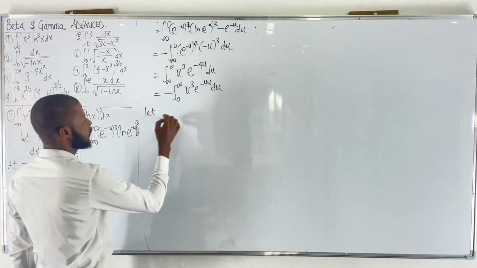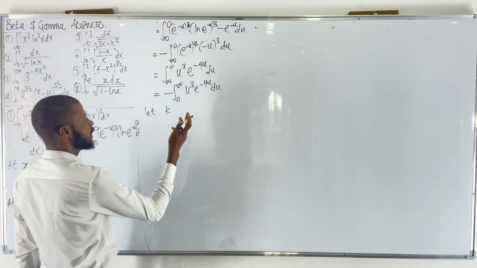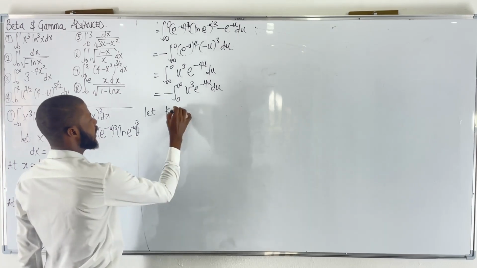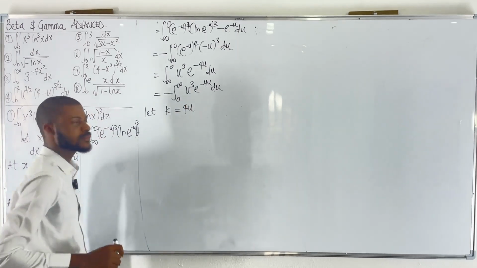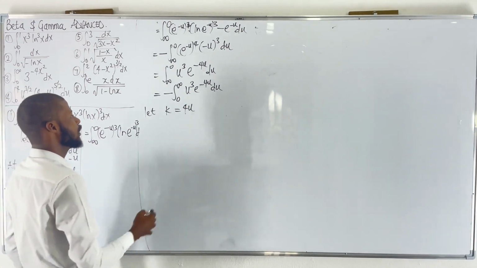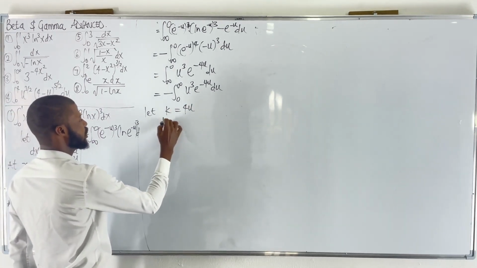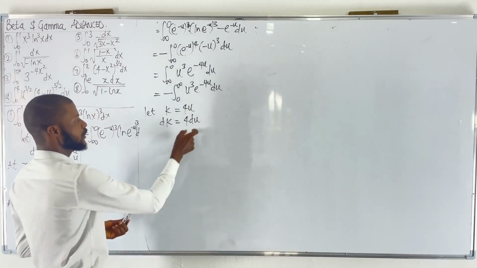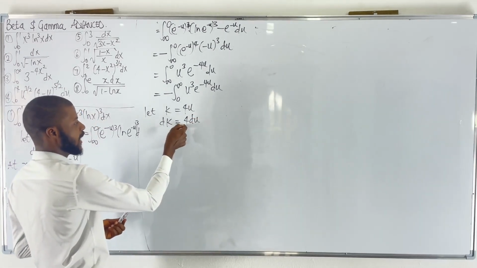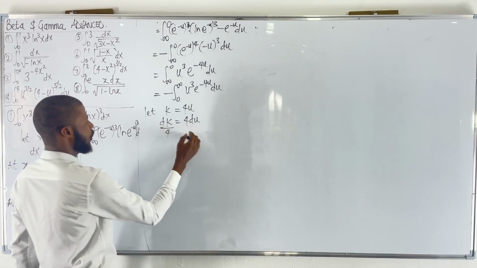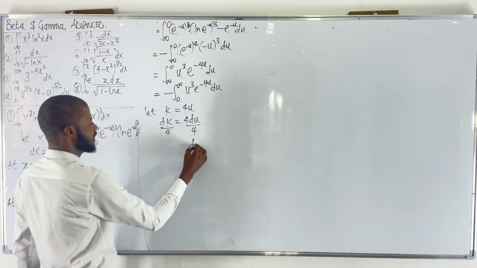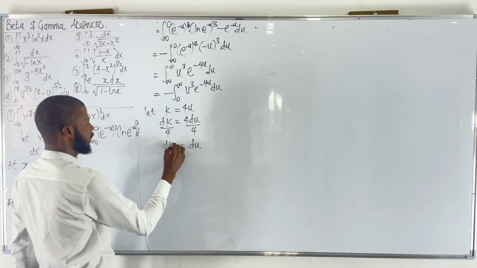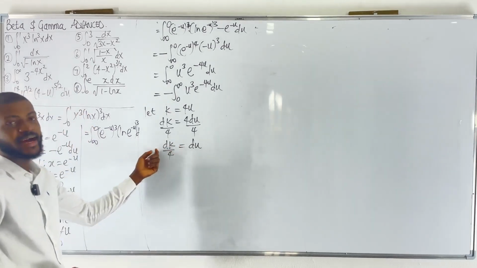So let k, I want to use k. Let k equal to 4u. Now if k is equal to 4u, when I differentiate, the k is going to become 4 du. Then to make du the subject, I need to divide by 4. So this is over 4, this is over 4. So that means du is equal to k over 4. So this is what we have.